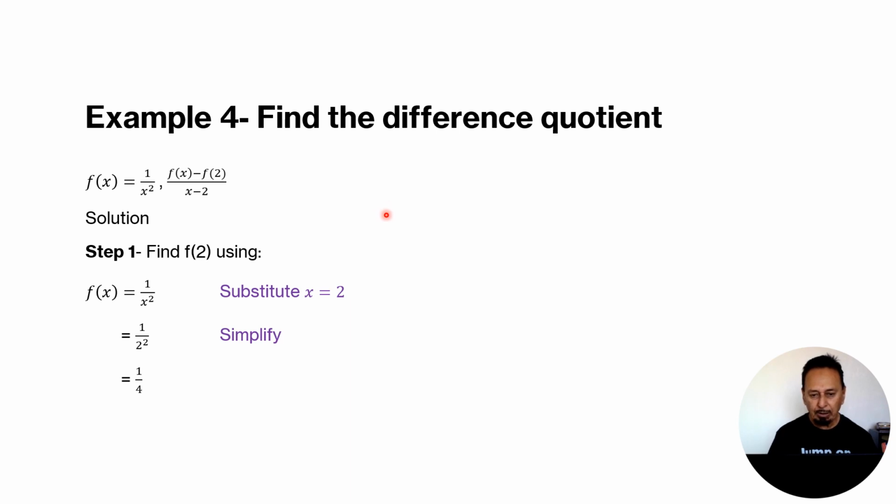Example 4. Now we have f of x equal to 1 over x squared. We have to find the difference quotient, f of x minus f of 2 over x minus 2. So let's see, step 1, first we find f of 2. Because f of 2 is needed, f of x is already given. So we start with f of x equal to 1 over x squared. Substitute x equals 2, and this becomes 1 over 2 squared, and simplifying we get 1 over 4.